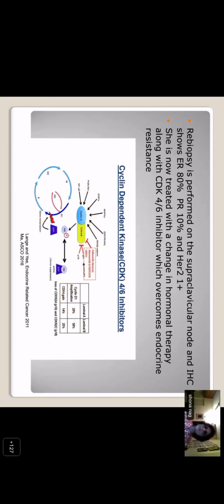So for rebiopsy, I would choose a nodal site which is easily accessible. I would not use the bone. You know better than me how nightmarish it is to do an IHC on this decalcified bone, and it's not always accurate. So the patient is now treated with a hormonal therapy and with something that we use in the clinic called a CDK4/6 inhibitor, which is responsible for overcoming endocrine resistance. So these agents came out about 10 years ago.